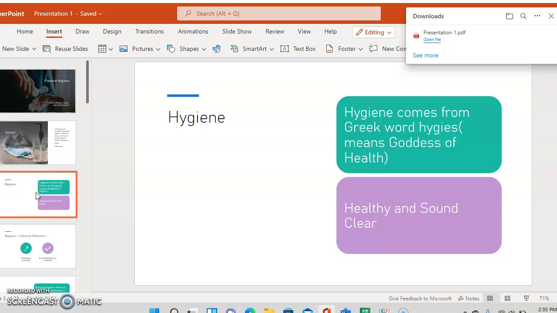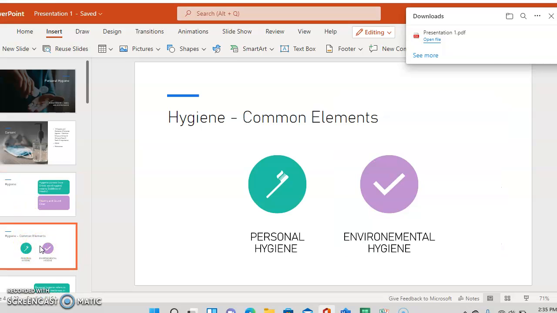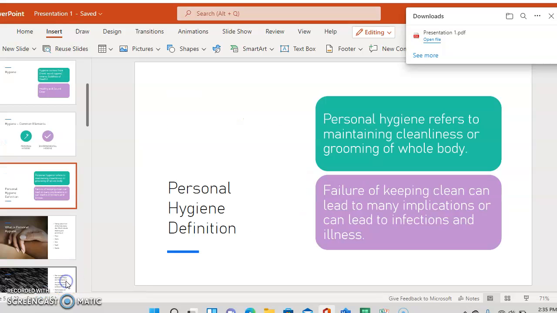Hygiene comes from the Greek word hygies, which means goodness of health, healthy and sound. There are two elements of hygiene: one is personal hygiene and one is environmental hygiene. I will be talking about the personal hygiene definition.